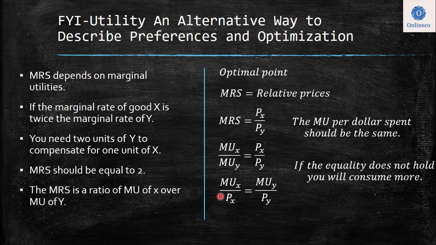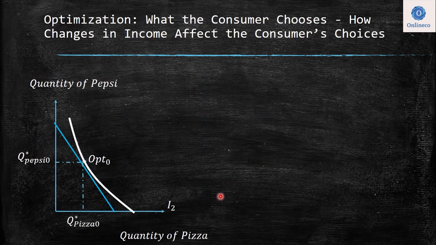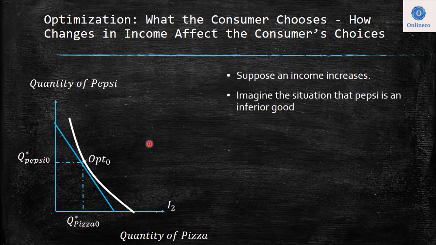Naturally, if this equality does not hold, you will consume more until you get the same marginal utility per dollar of both sides. So then, imagine that here we go to a different situation of the optimization. How do changes in income affect the consumer choice? So this is the optimal point. Now imagine the situation that income increases.